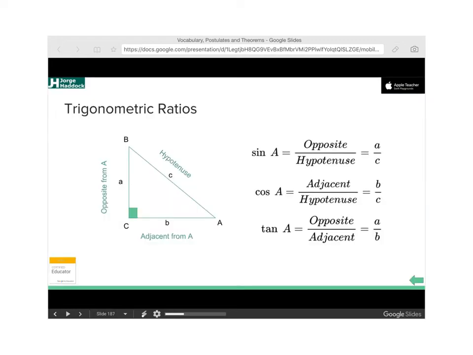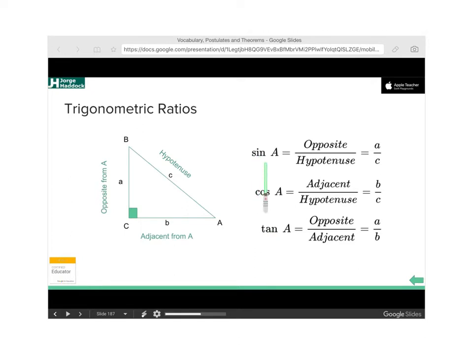Hi, so in this video we're going to be working with trigonometry in a right triangle. In this case, the trigonometric ratios we're going to work with are sine, cosine, and tangent.